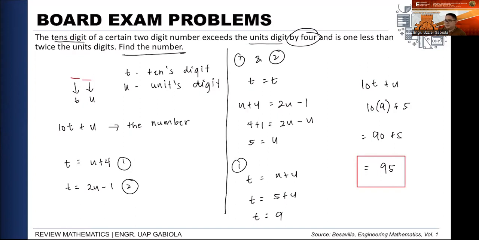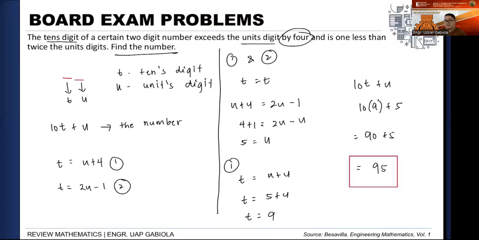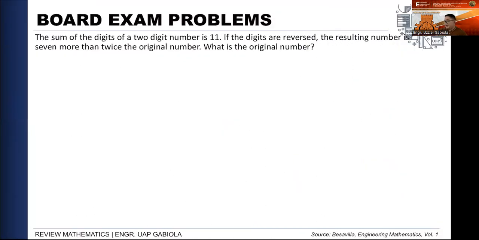Okay. Sige, kung walang question, please try this one. Sige, 5 minutes to answer this one. If you have the answer, please type in your answer sa chat box. The sum of the digits of a 2-digit number is 11. If the digits are reversed, the resulting number is 7 more than twice the original number. What is the original number? Okay. Kindly try this one. I'll give you 5 minutes.